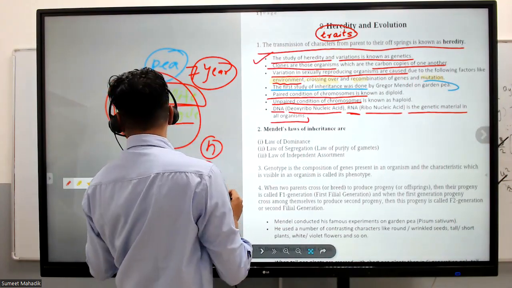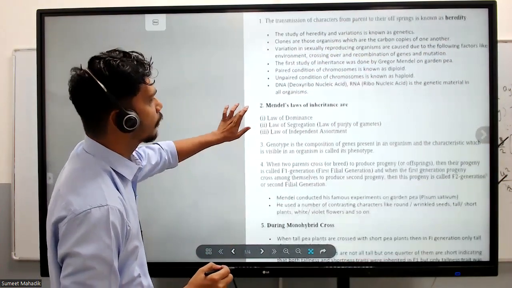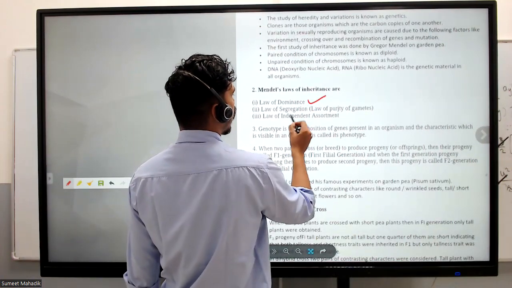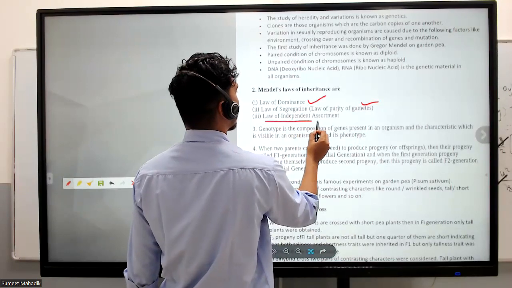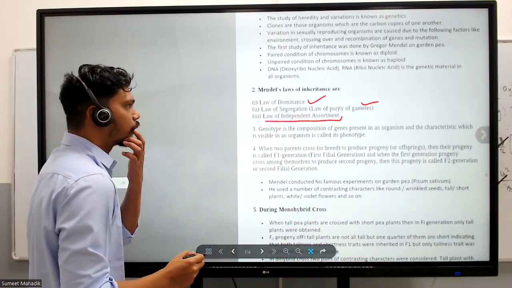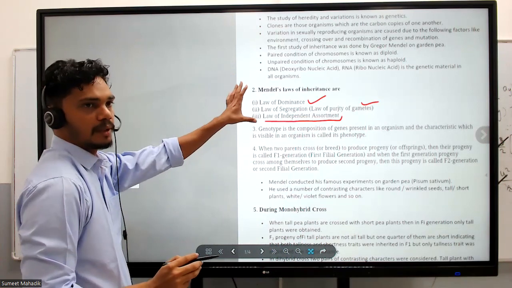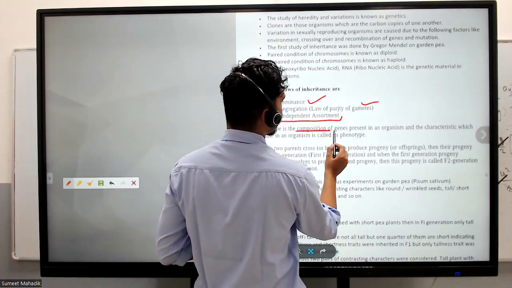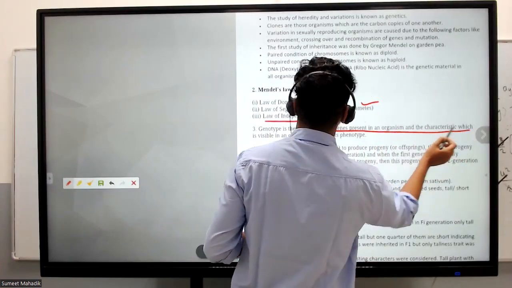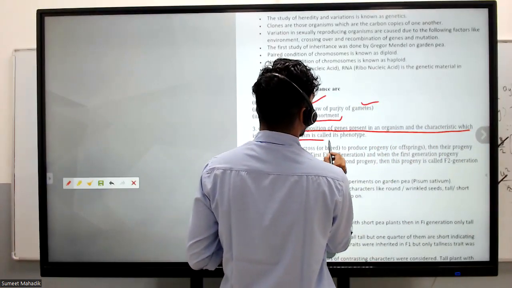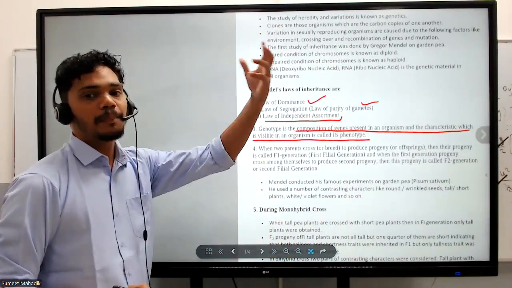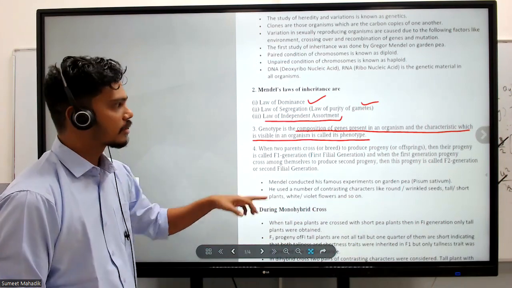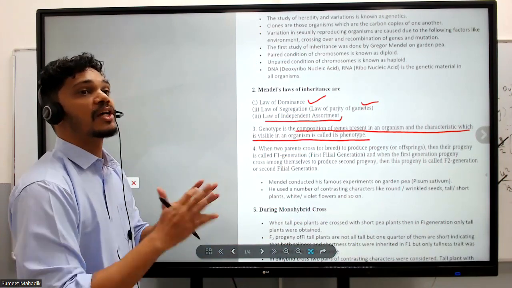Now, Mendel's laws of inheritance. This is very, very important. Law of dominance, law of segregation, and law of independent assortment. What are they? Don't worry, we're going to talk about that in all the parts. Now, genotype. What is the genotype? It is the genetic composition present in an organism, and the characteristic which is visible in the organism is called the phenotype. What is phenotype? A physical appearance. How the plant looks, what is the shape, what is the size, what is the appearance, that is the phenotype.